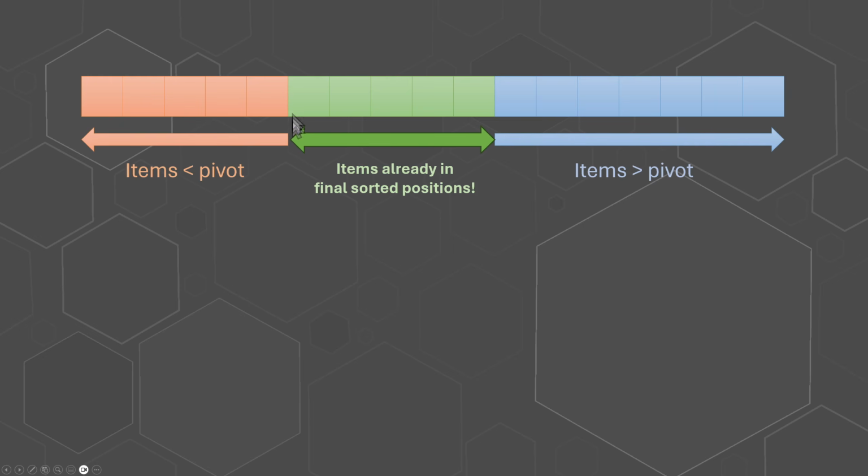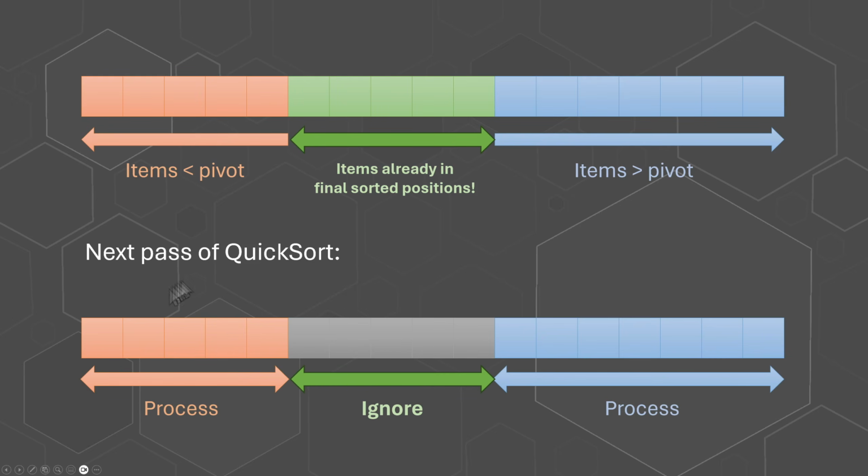What's in the middle, of course, they are sorted. This means that we don't have to check these values anymore. They are already in the correct position. For our next pass of QuickSort, we only need to process the left and right sublists. The entire middle sublist can be ignored because it's already in place.